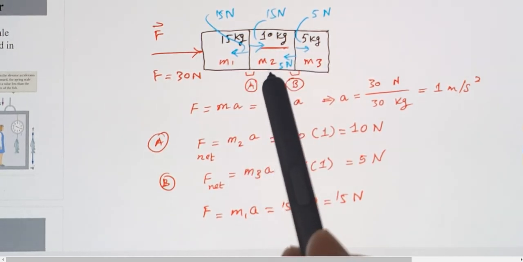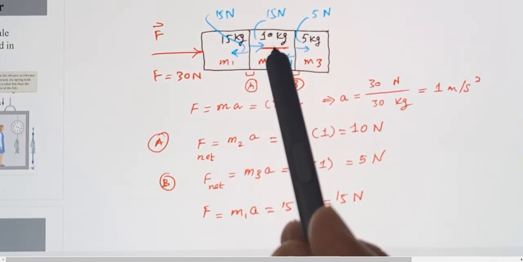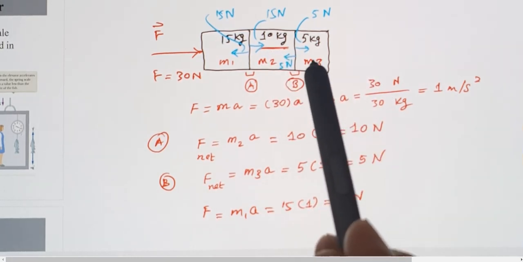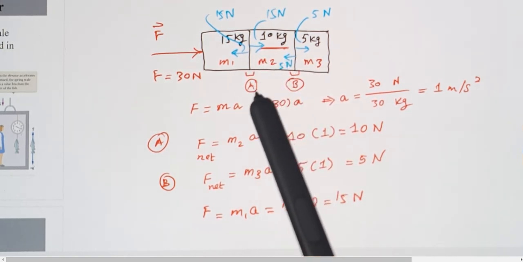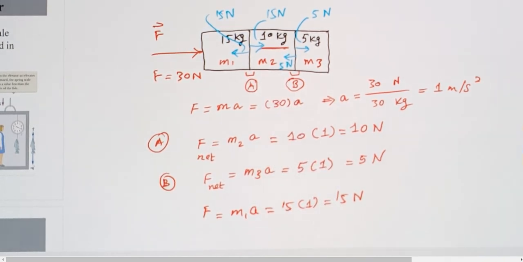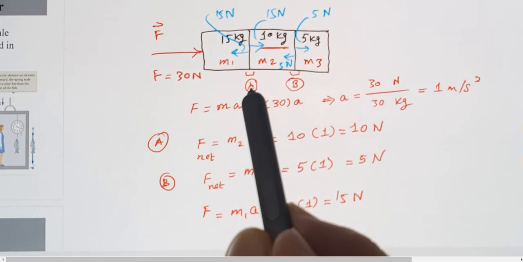For the second mass, it received 15 from the left and 5 from the right. So net force is 10 Newton. And for the last mass, it received 5 Newton from the left and gave 5 Newton to the left. So it is working. So that's the 3 masses. So as you can see, it's just applying the same method, and we get the contact force. So the contact force B is 5 Newton, and the contact force A is 15 Newton.